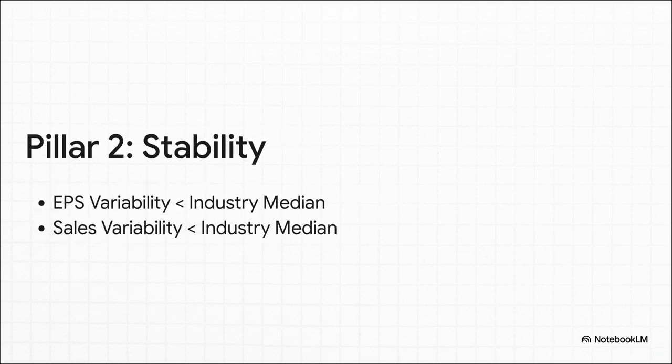Okay, pillar number 2, growth stability. See, it's not just about how fast you grow, it's about how smooth that growth is. The G-score actually gives a point if a company's earnings are less volatile than its peers. It does the same thing for sales. It rewards predictable, steady growth over those wild up and down swings. Why? Because those swings can be a huge red flag, a sign of a really fragile business.